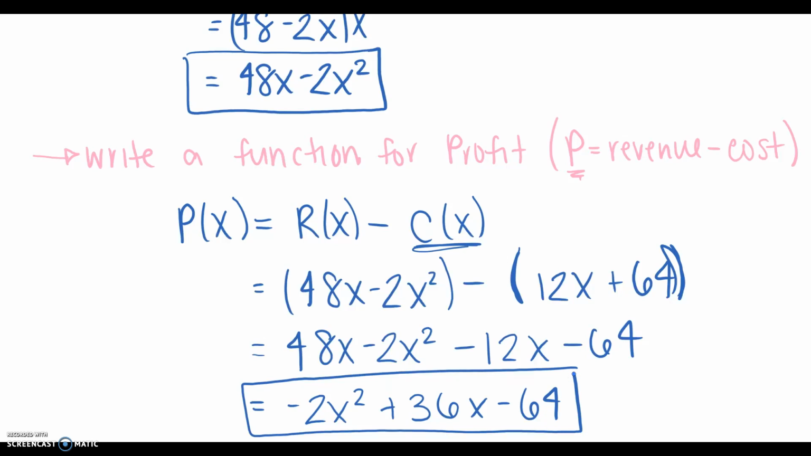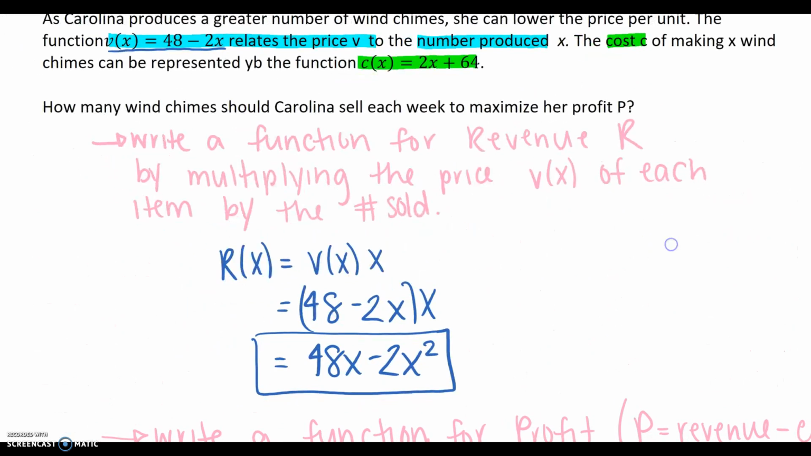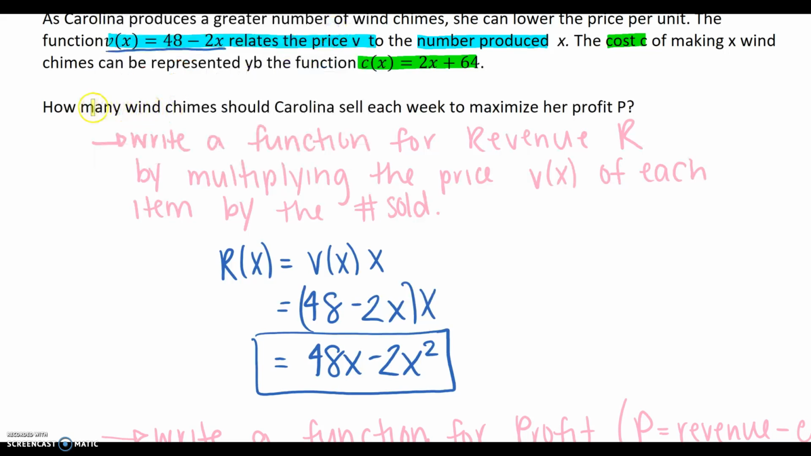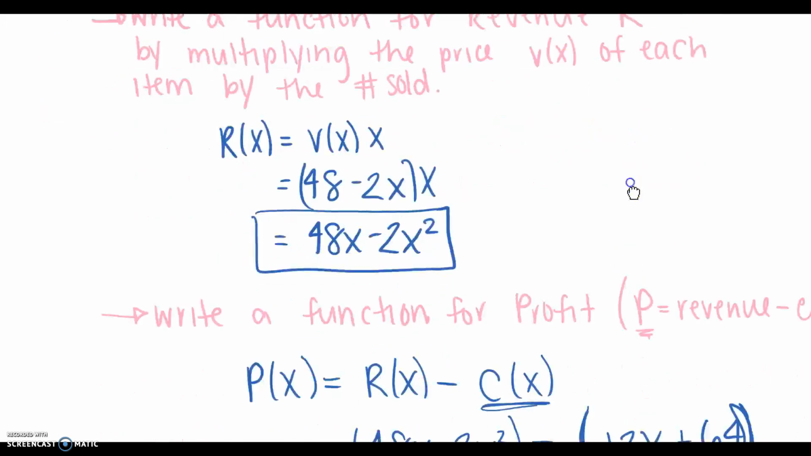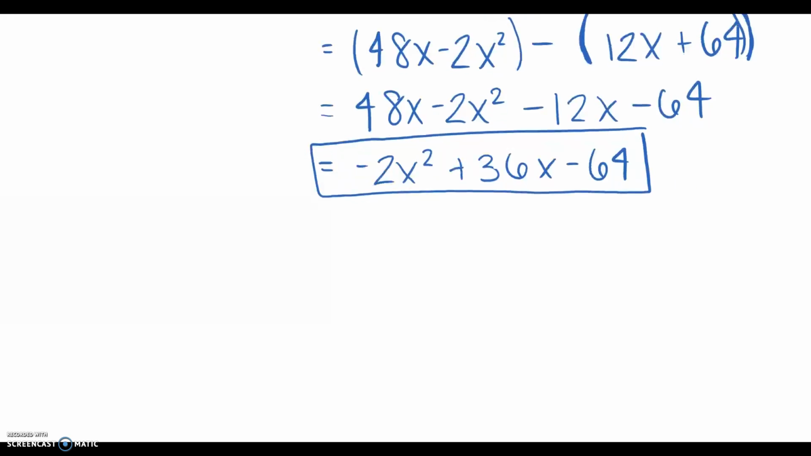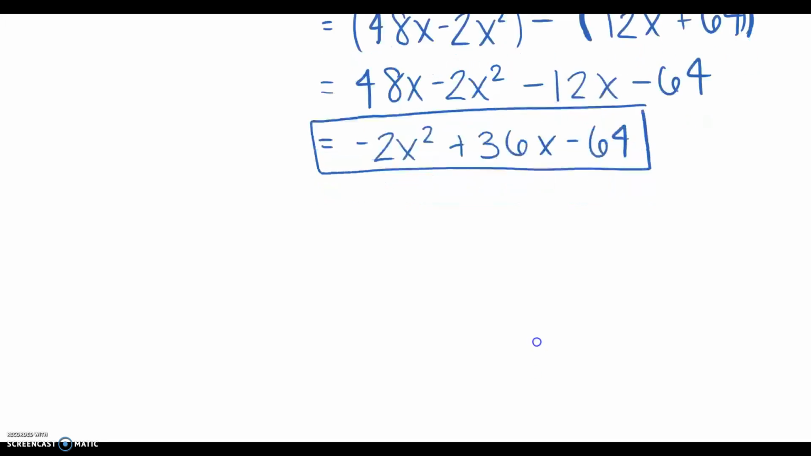Now here's the thing. The question didn't actually ask for a profit equation. What it asked for was how many wind chimes to maximize her profit. So to figure out how to maximize her profit, hopefully you are thinking about the vertex, right? So we need to figure out how to find her max profit. We can do that by finding a vertex.